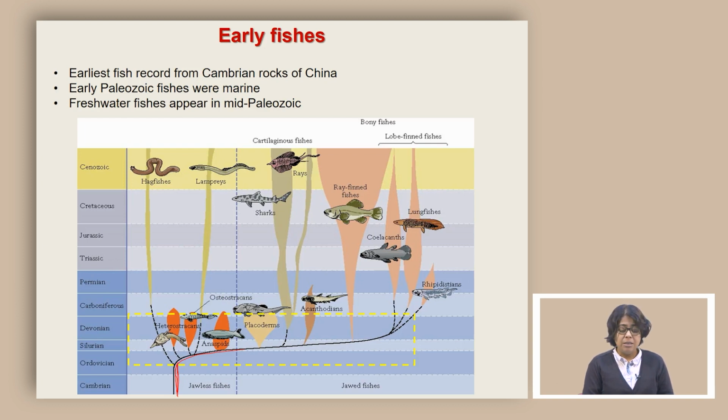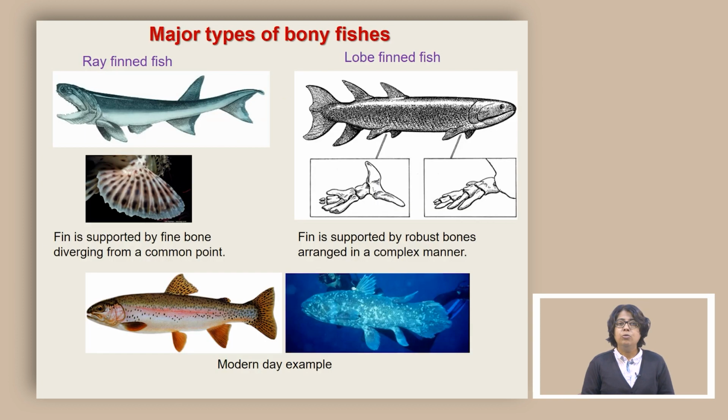Only in the mid Paleozoic, so Devonian and beyond, we started finding fishes which lived in aquatic freshwater habitats. So, they started moving from marine fishes to freshwater fishes. But again, today we are going to only talk about marine fishes and some of their transitions to land. Now, there are 2 types of fishes, as I already said, that we find today.